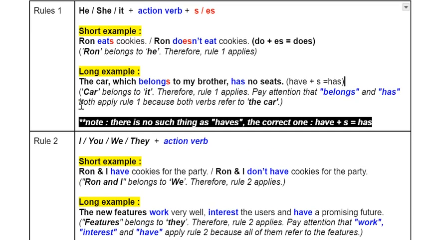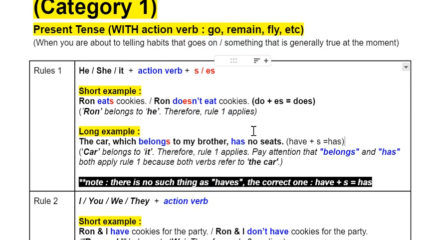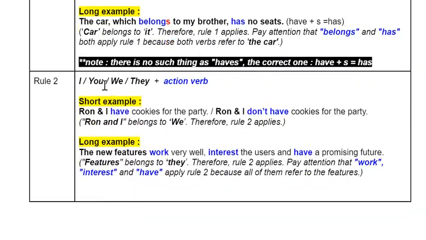Okay. So here there's a note I left for you. There is no such thing as "haves." Have plus s equals has. Alright, that's rule number one. What about rule number two? Still with action verb. However, if your subjects are one of these, I, you, we, they, the rule is you just simply put an action verb without any addition at all.